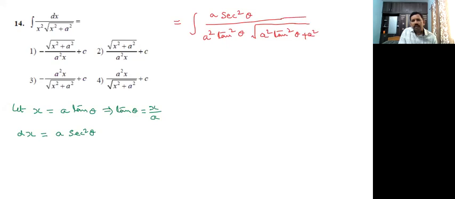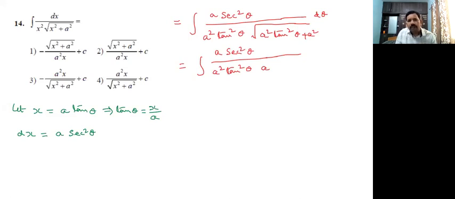Inside the root, take a squared common and send it outside. Remaining part is what? This is a secant squared theta divided by a squared tan squared theta into denominator a into, if a squared is taken common, you will get 1 plus tan squared theta plus 1. Tan squared theta plus 1 is secant squared theta. Square root cancels, you will get secant theta d theta. Now observe the calculation.